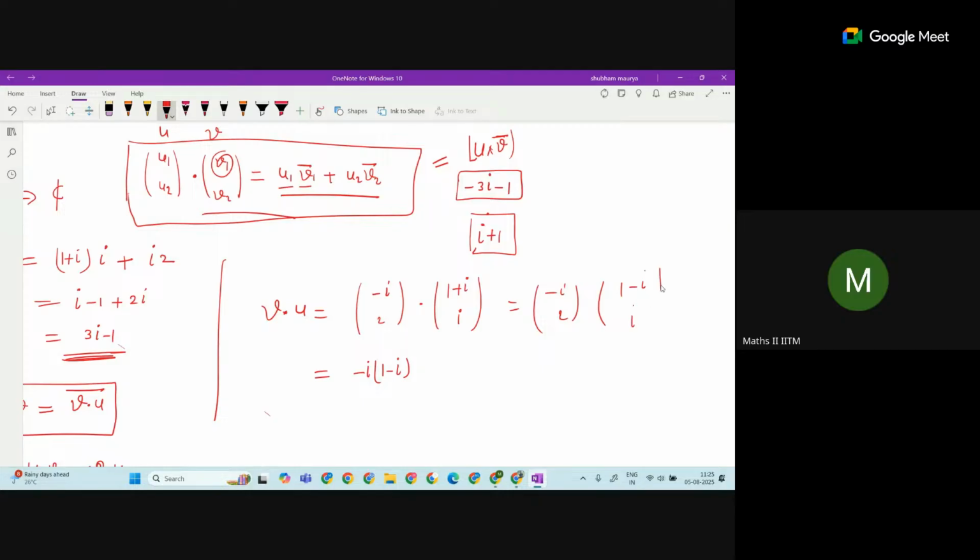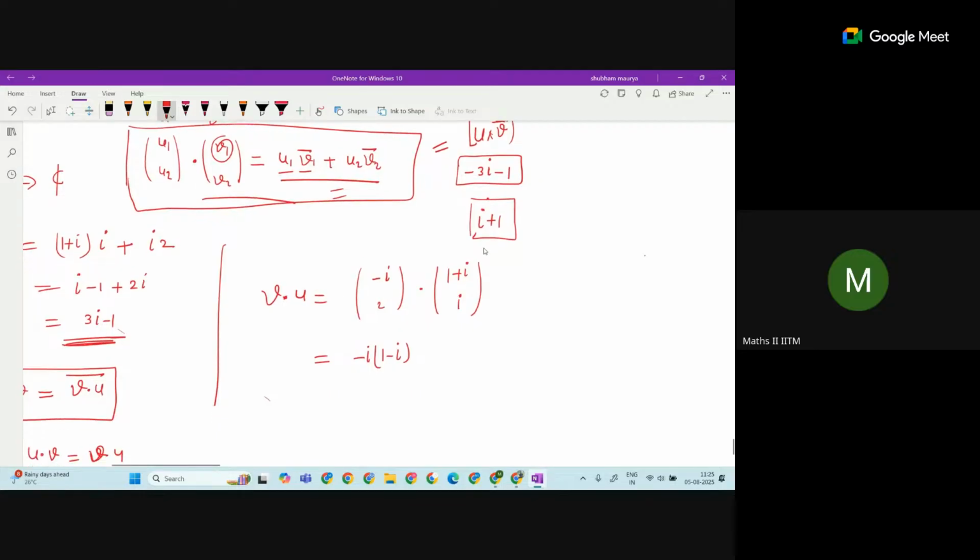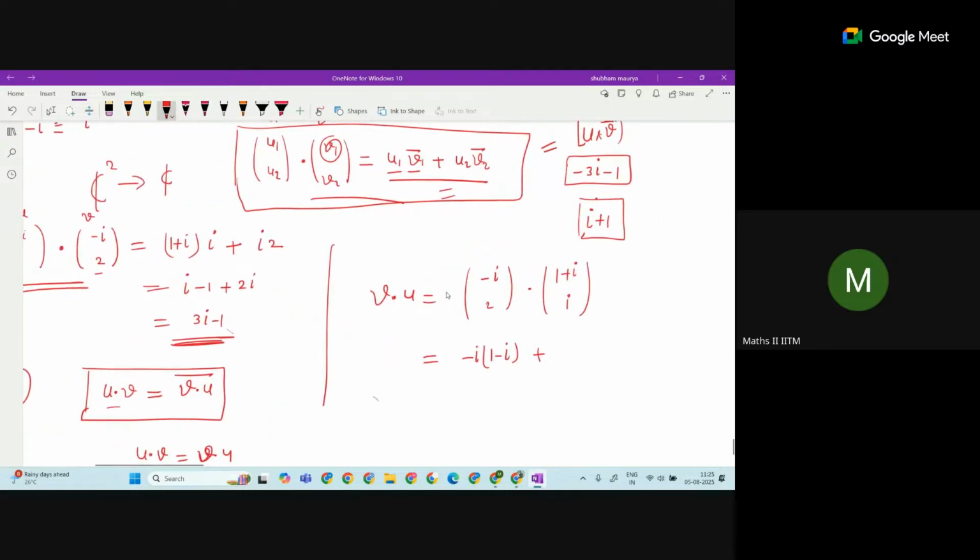Oh, so this is subjective, you cannot write like this. If it is objective you can do. So let's be on this, otherwise it will be messy. So this is going to be minus i, and this is 1 minus i plus, and this here is what, 2, right? So this is 2, and here the conjugate of the second part is minus i.